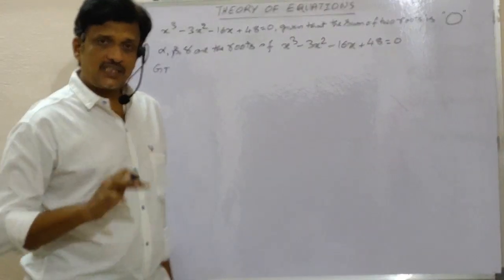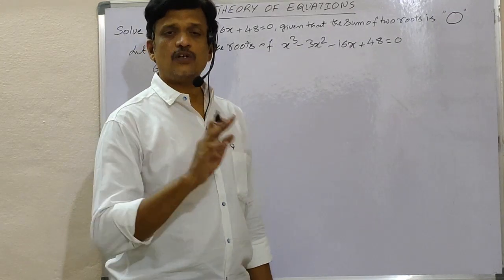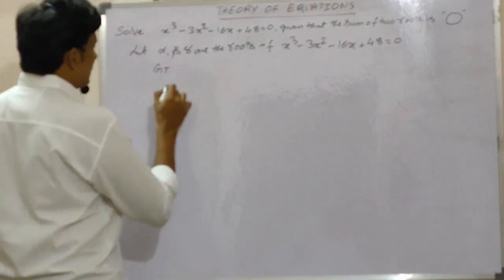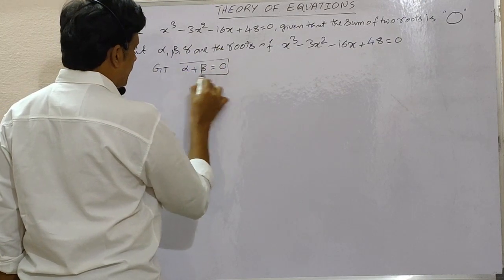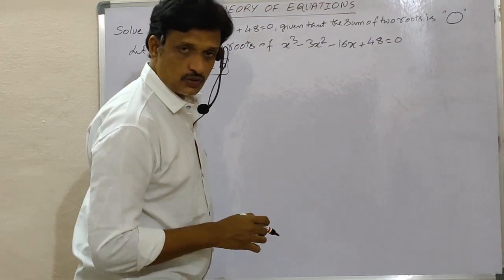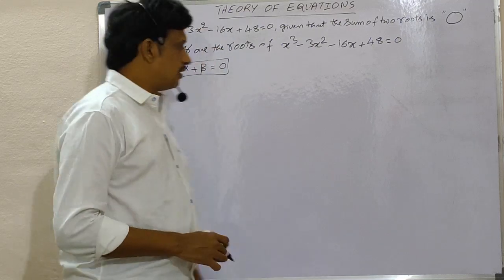So you can suppose that the sum of any 2 of the roots is 0 because we don't know their values. Given that alpha plus beta is equal to 0. Let us suppose that the sum of the first and second roots, alpha and beta, is 0.